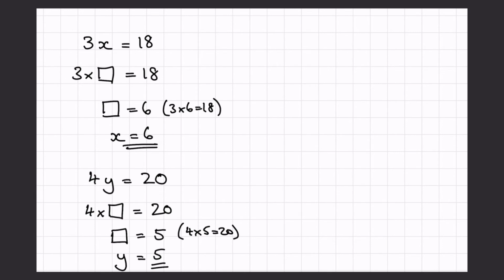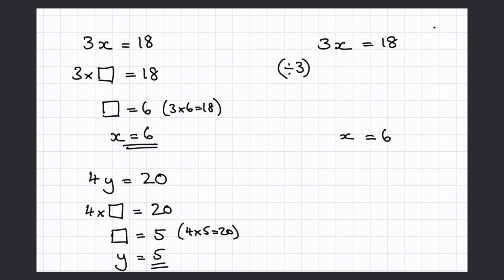Now we have 3x is equal to 18. 3x means 3 multiplied by x. The opposite of multiplying is dividing. So what I'm going to do, because I want to get x on its own, remember, we're going to end up with x is equal to 6. So to get the x on its own, I'm going to get rid of this 3. I need to get rid of this 3 here. So what I'm going to do is divide both sides by 3.